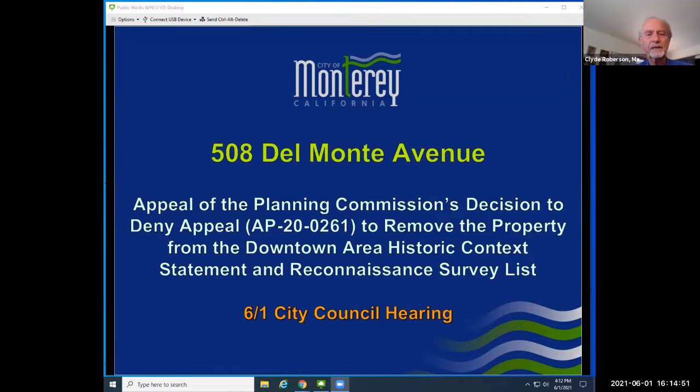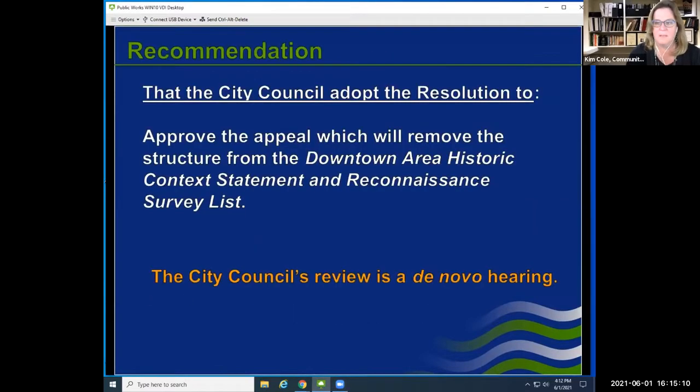Great. Yes, we can. Thank you, Mayor and Council members. As the Mayor introduced, you will be considering an appeal this afternoon regarding 508 Del Monte Avenue and whether or not it should be retained on our reconnaissance survey list. The staff recommendation is that the City Council adopt a resolution and approve the appeal, which will remove the structure from our reconnaissance survey list.